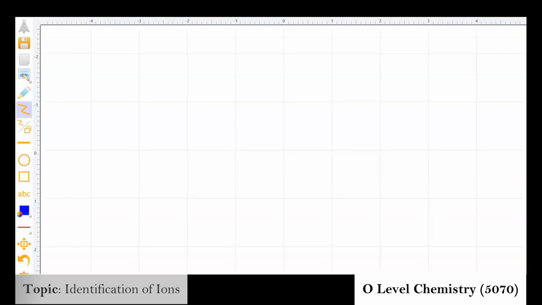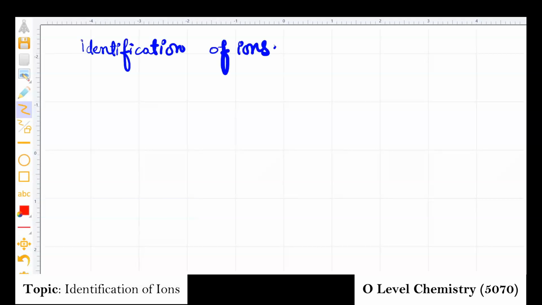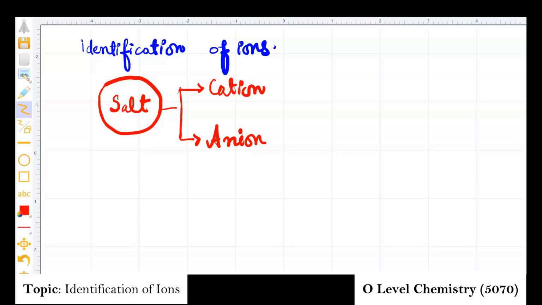Basically we are discussing here identification of ions. Before talking about identification of ions, we need to know what we are dealing with. Actually, we are talking about salt. Salt is made up of two things, cation and anion. Cation is a positive ion and anion is a negative ion.